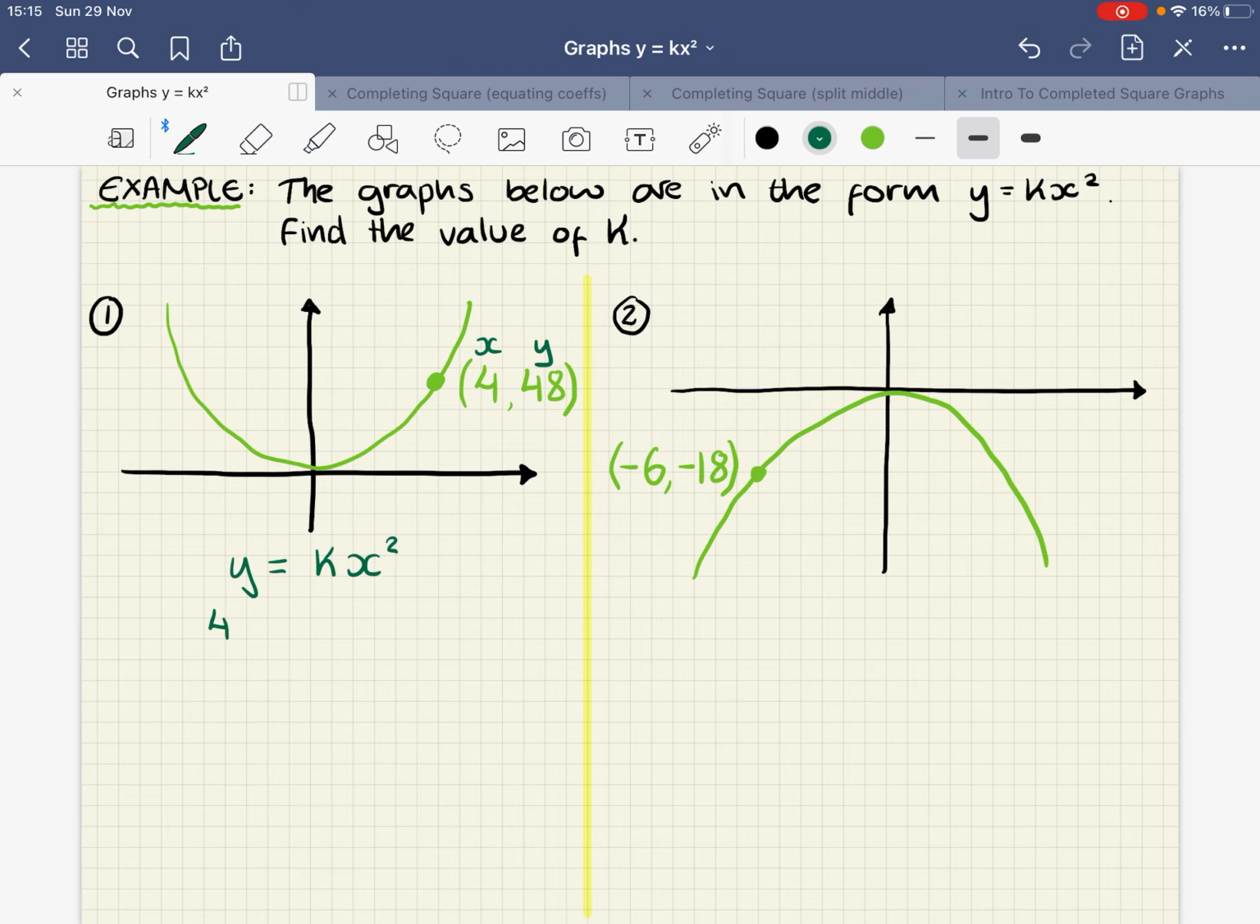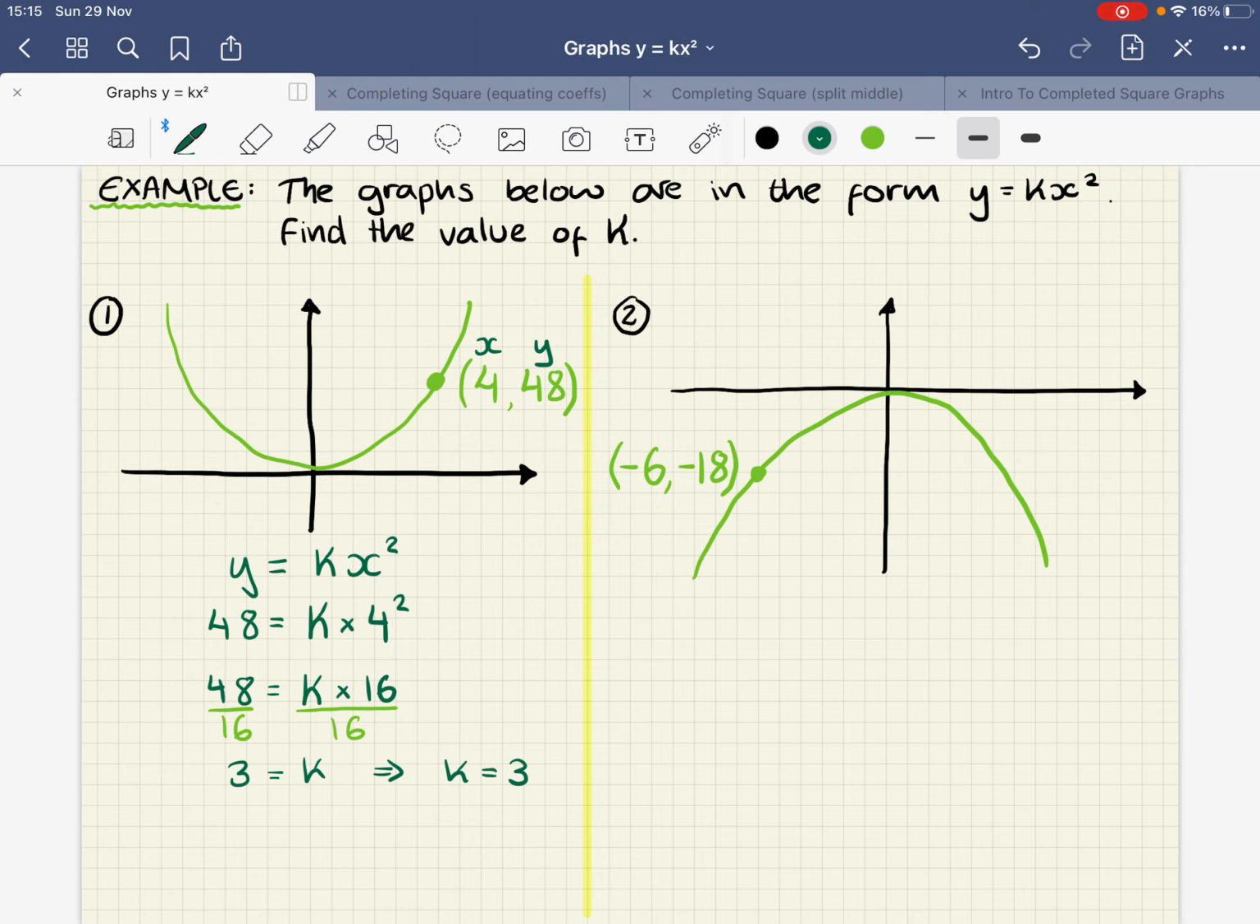So y is 48 and x is 4. So it's going to be 4 squared. So then 4 squared, that is going to give me 16. Then using my knowledge of solving equations, I'm going to divide both sides by 16. And then 48 divided by 16 gives me 3. So therefore, k equals 3.